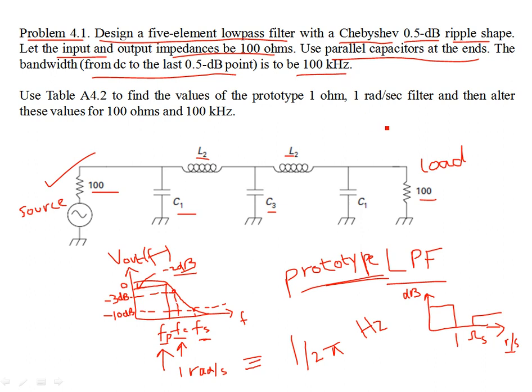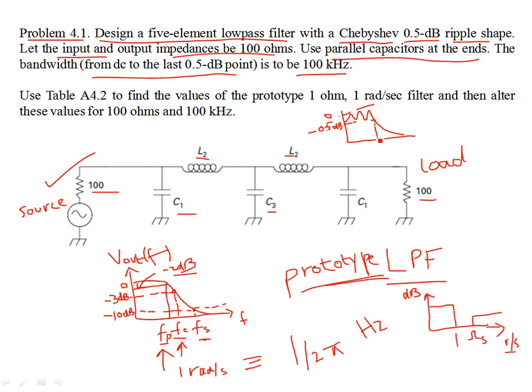Now what it means is that it's not a Butterworth filter, so it's not going to be flat in the pass band. It's going to consist of some ripples like this. And the last ripple is where it falls to about 0.5 dB. If this is 0, let's consider this as 0, then the last ripple is where it falls to minus 0.5 dB.